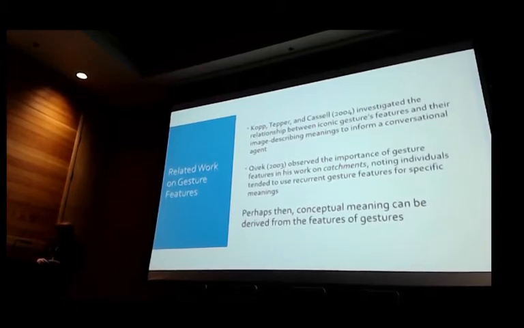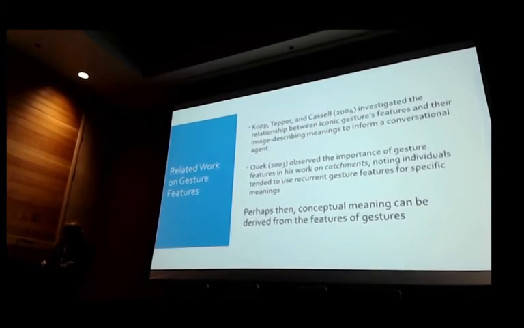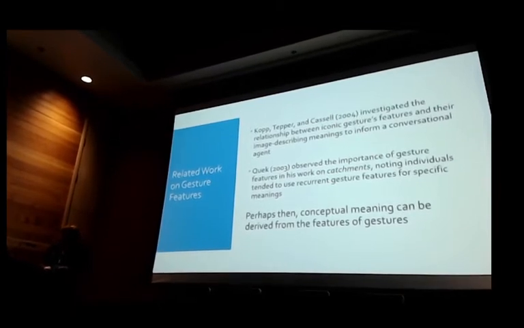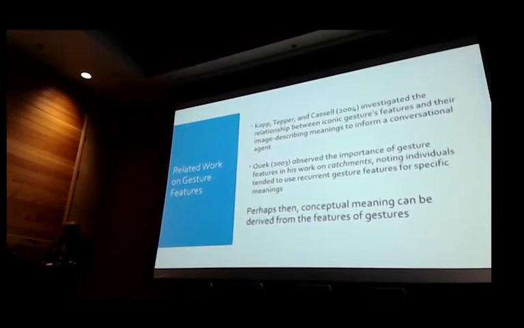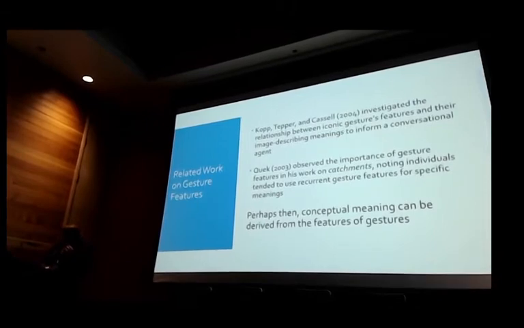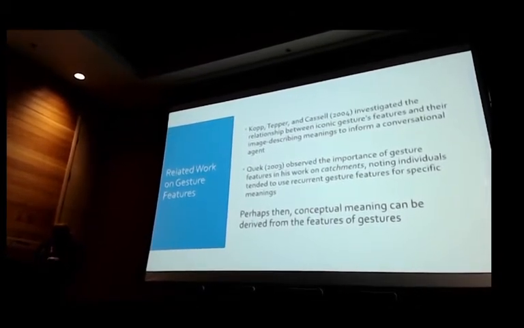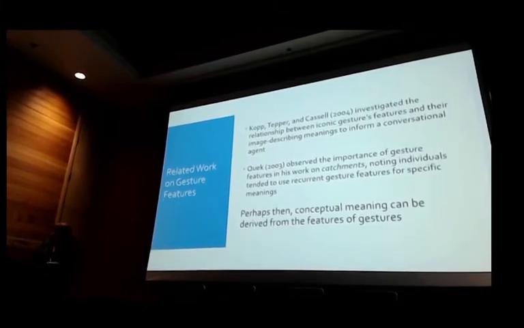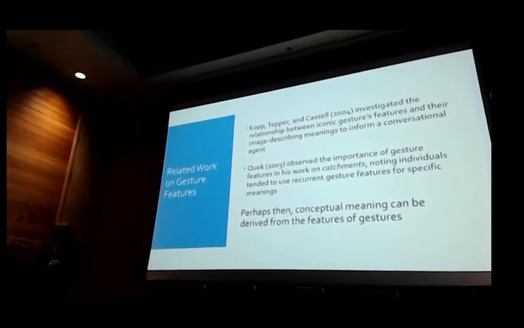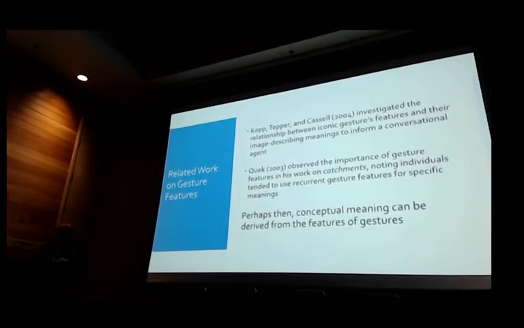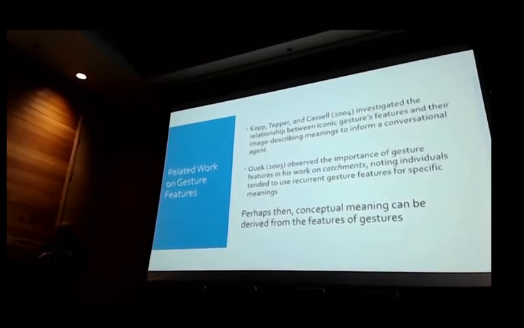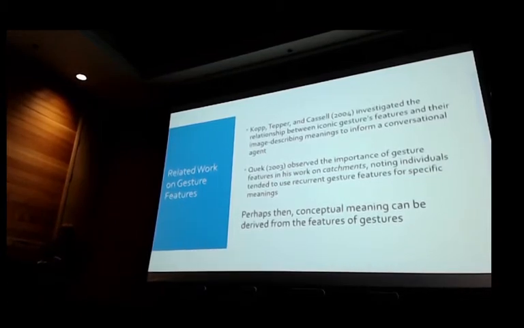It's also important to understand gesture features, so what aspects of gesture make us understand what it means. Previous research in this regard, such as that performed by Kopp, Tepper, and Cassell in 2004, investigated the relationship between the features of iconic gestures and their image-describing meanings to inform a conversational agent. However, their research focused more specifically on a conversational agent that gives directions as opposed to telling stories or something more qualitative in nature, I suppose.